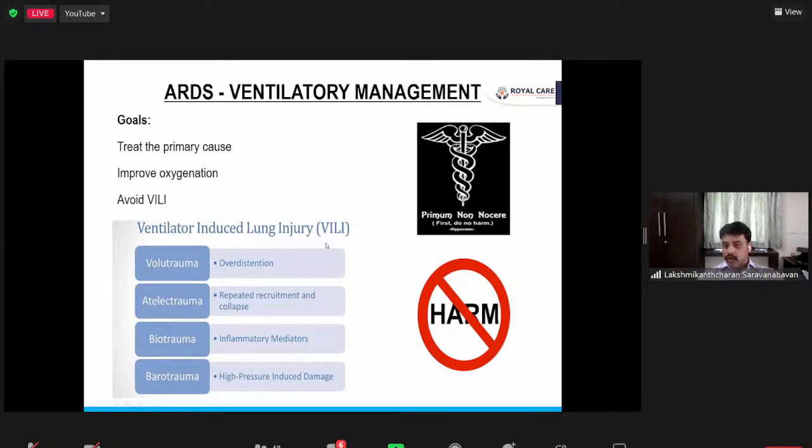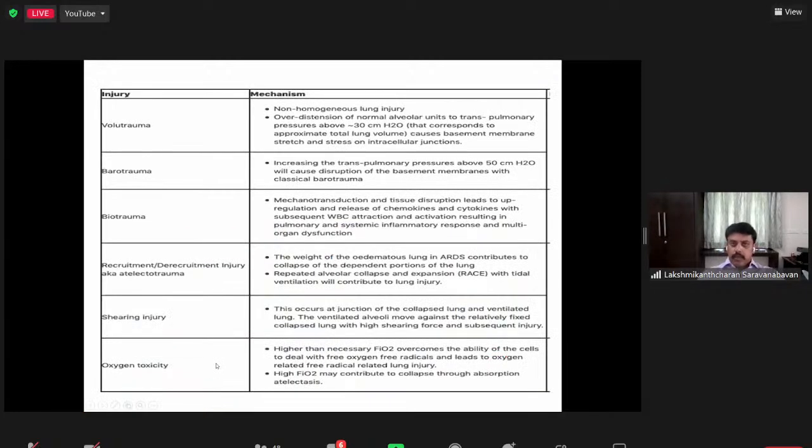What is this ventilator-induced lung injury? Mechanically ventilating the patient can cause volutrauma, atelectrauma, biotrauma, and barotrauma. Volutrauma is due to the lung being non-homogeneous, ARDS being a non-homogeneous disease. There are some parts of the lung which are good and some parts which are bad, but whatever volume we give goes to both parts of the lungs. Because of this, there is over-distension of the normal alveolar units, and it can cause problems there.